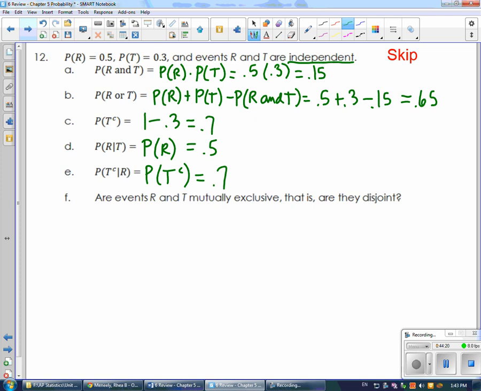And then the question is, are the events R and T mutually exclusive? That is, are they disjoint? Since the probability of R and T is not 0, because remember, if they're mutually exclusive or disjoint, then they're not going to overlap. Then the events are not independent or disjoint.